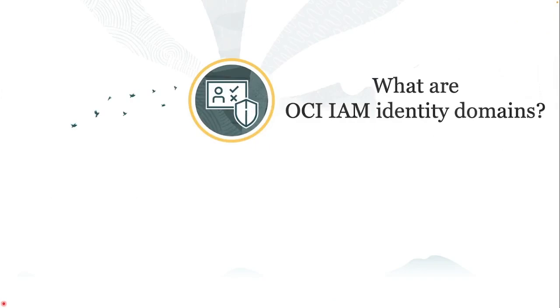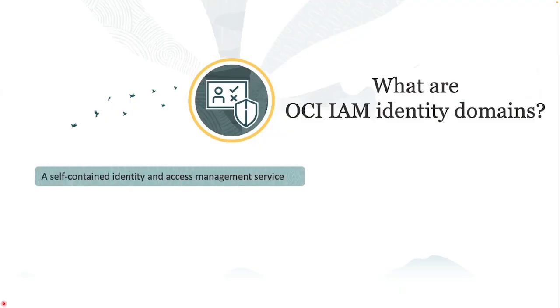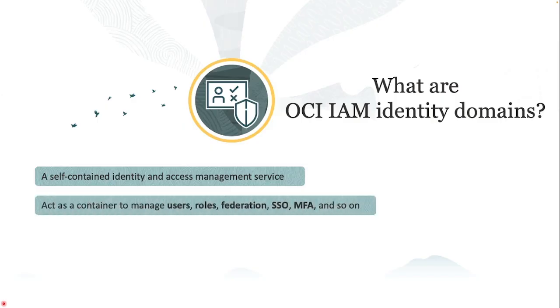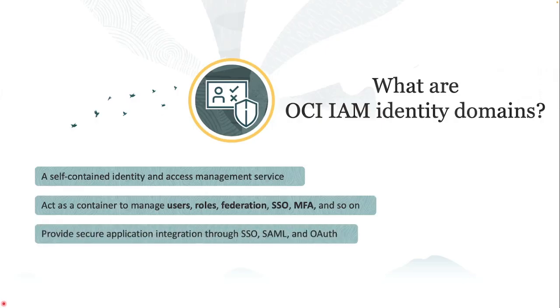An identity domain simply represents user population in OCI and their associated configurations and security settings. It is like a self-contained identity and access management service that can be used to handle or address various IAM use cases, where each domain is like a container for managing users, roles, federation, and provisioning users from other directories. It also provides secure application integration through SSO, that is single sign-on, and secure authentication using SAML and OAuth protocols.